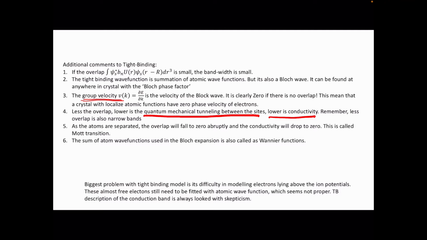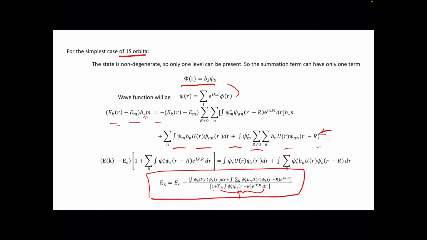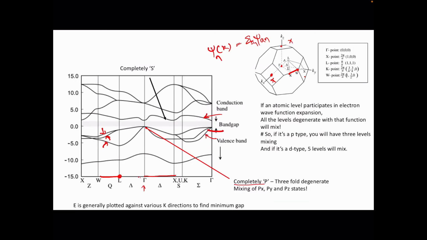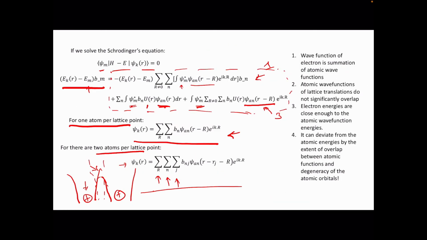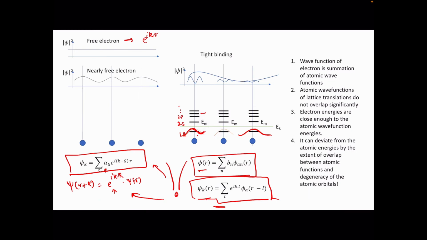The sum of the atomic wave functions used in the Bloch expansion is called Wannier functions. It is just for your information, kind of a thing. So what we mean is this summation. The summation that we use is called Wannier functions.